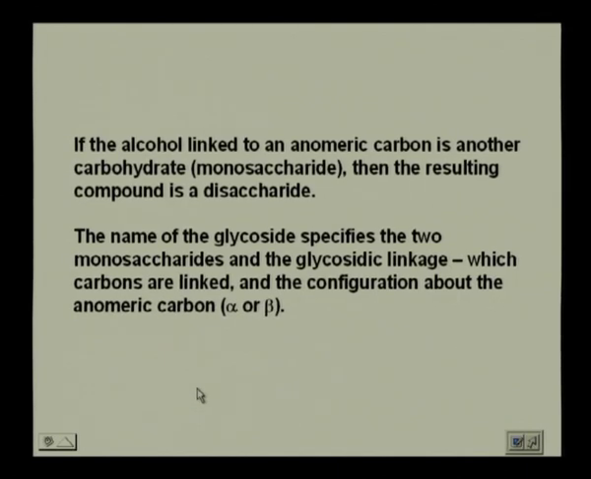Let us look at the rules first. If the alcohol linked to an anomeric carbon is another carbohydrate, obviously the resulting compound is a disaccharide, because we have 2 monosaccharide units. The name of the glycoside specifies the 2 monosaccharides and the glycosidic linkage, which carbons are linked, and the configuration about the anomeric carbon, the alpha or the beta. We have to figure out which carbon it is linking to.